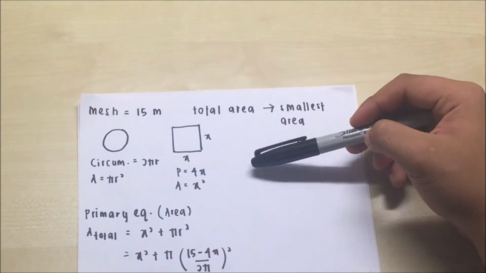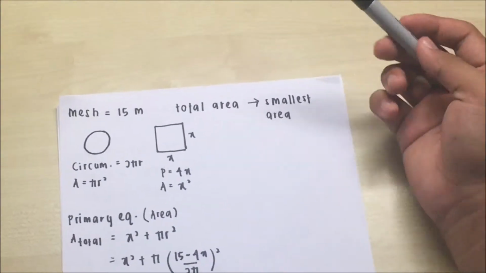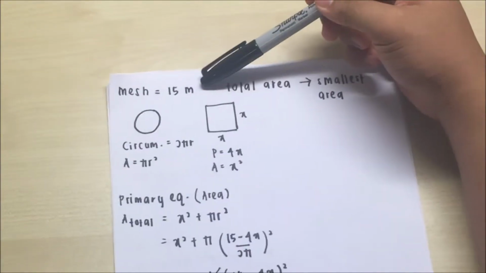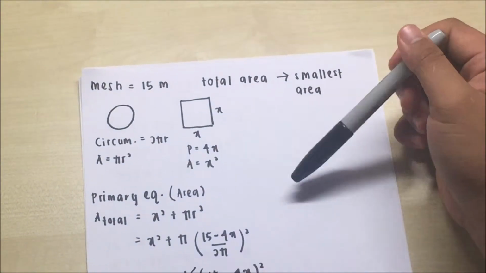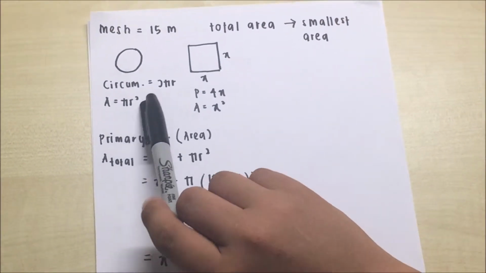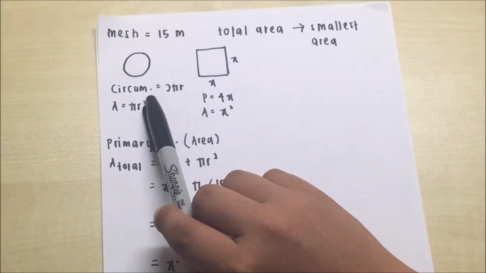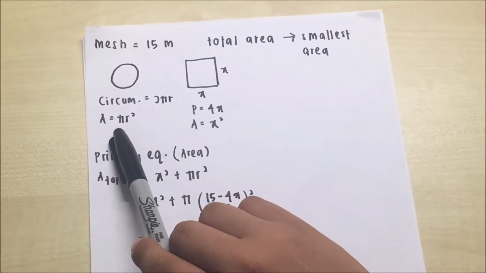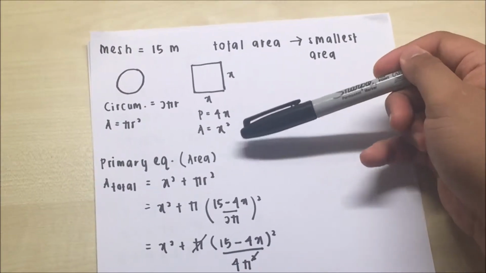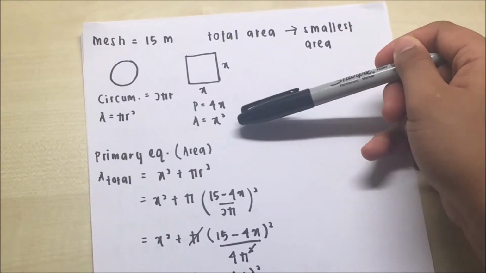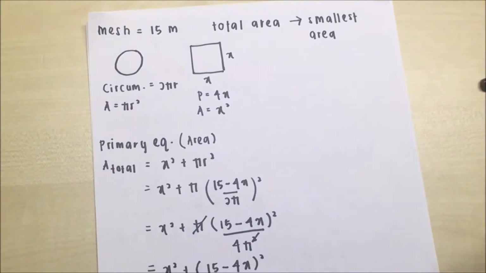The method we use is the optimization method. Okay, first we have 15 meters long of mesh. We must find the smallest area from the total area. For the circle, the formula for the circumference is 2 pi r and its area is pi r square. For the square, we have perimeter of 4x and x square for the area formula.